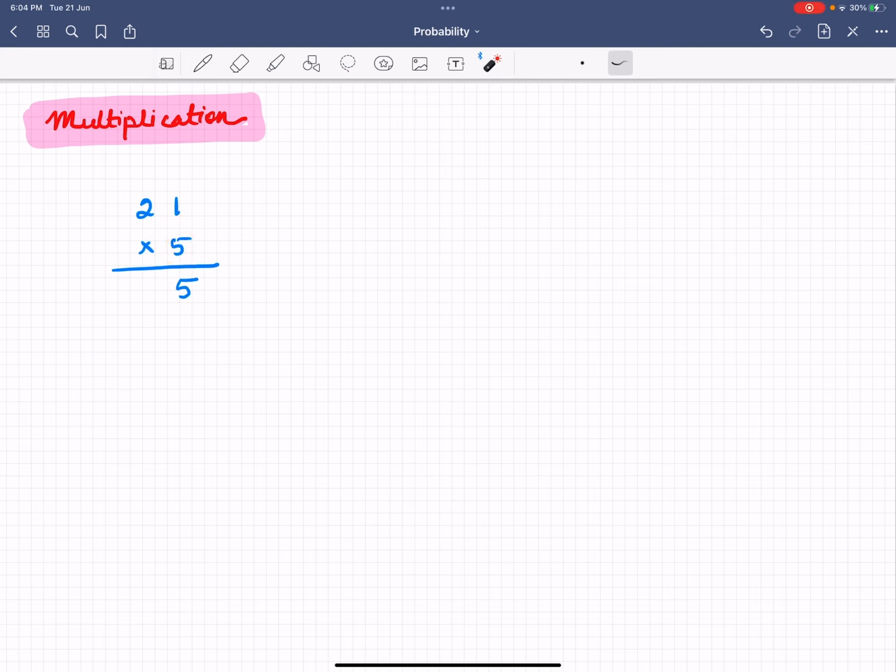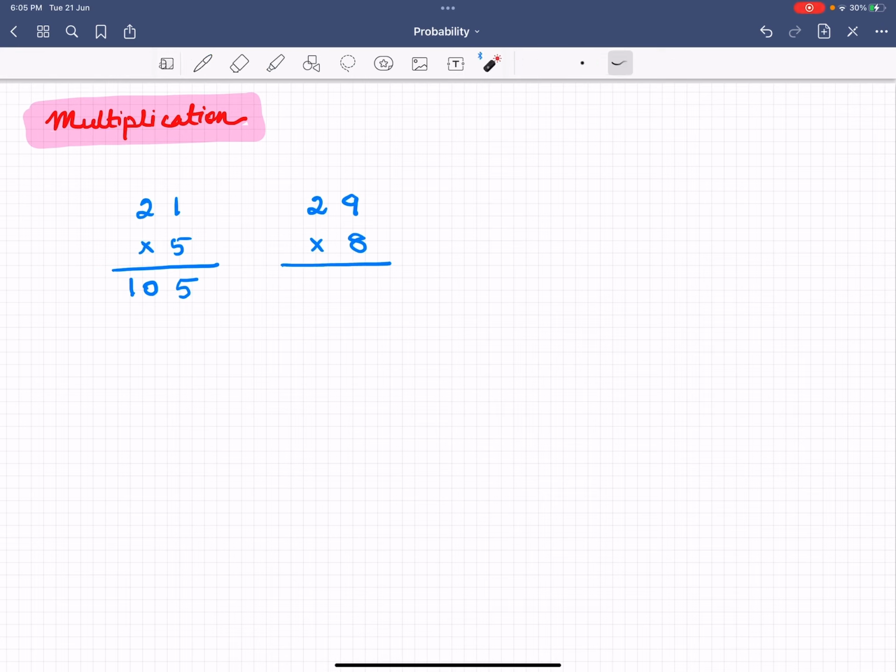In the next step, the number 5 multiplies with the number 2, which is actually 20, and that's why it is being written in the tens place here. So 5 twos are 10, so we write 10 here. Let's look at another multiplication. 29 into 8.